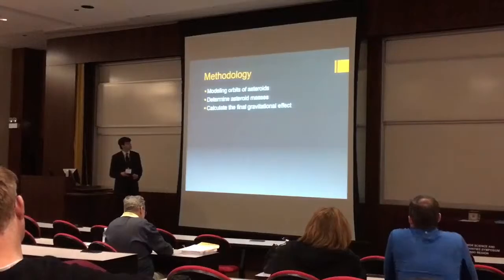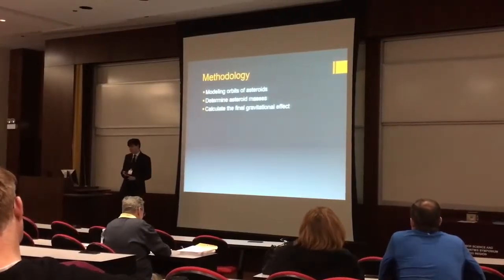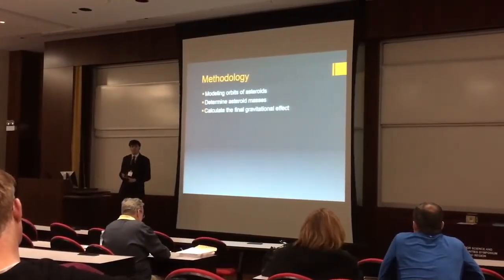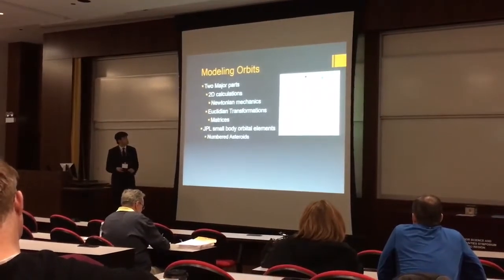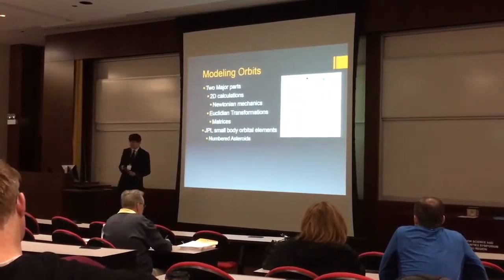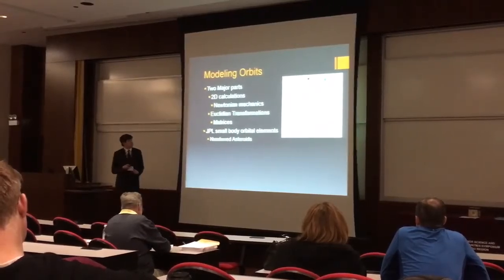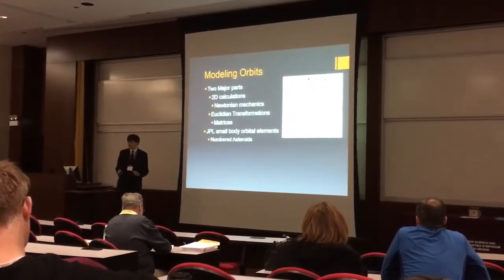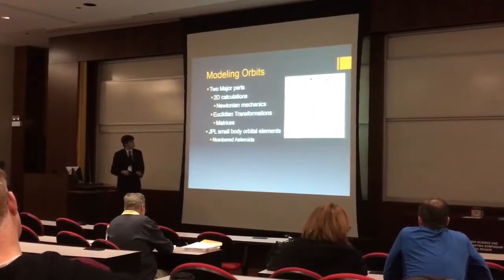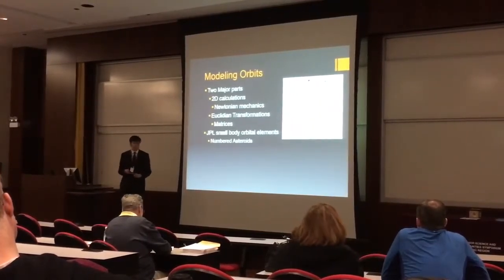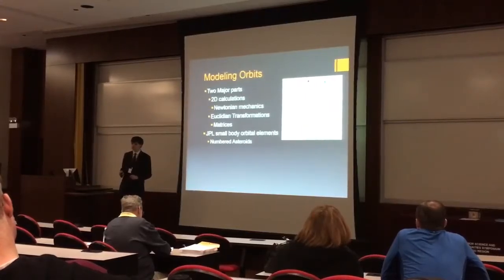To do this, I have to first model the orbits of these asteroids, then I have to estimate their masses, and finally I have to calculate the final gravitational effect. When I model these orbits, I do it in 2 major parts. I first figure out their 2D planar positions in terms of the orbital plane, that yellow disk there, and then I provide Euclidean transformations using matrices to find their final position.